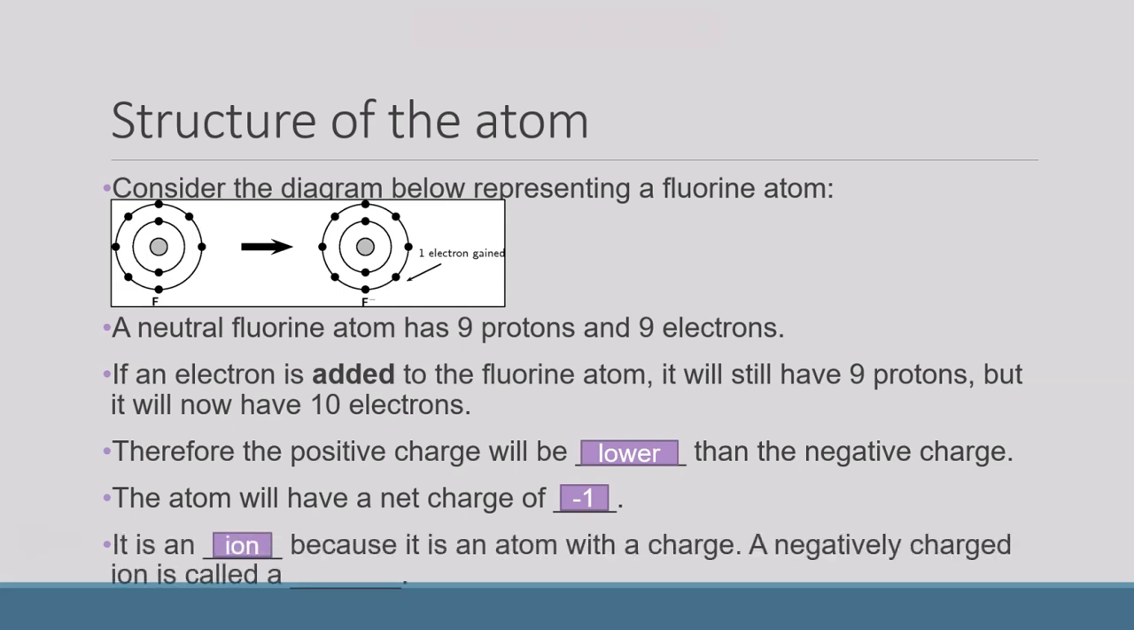Again, we have an ion because it is an atom with a charge. But in this case, it is a negatively charged ion, and a negatively charged ion is called an anion. You may think of it like an onion. An onion makes you cry, and crying is negative. So a negatively charged ion is an anion, which sounds a bit like onion.